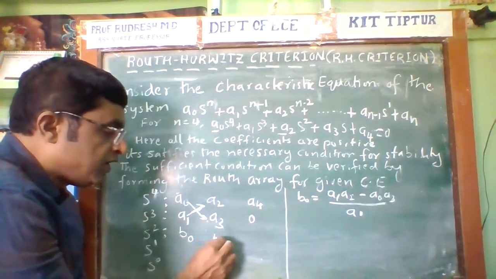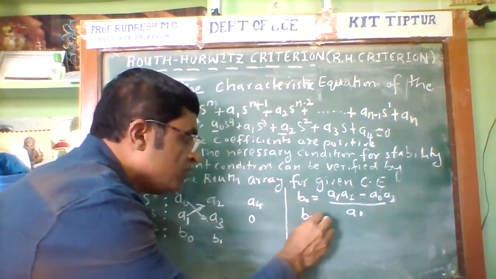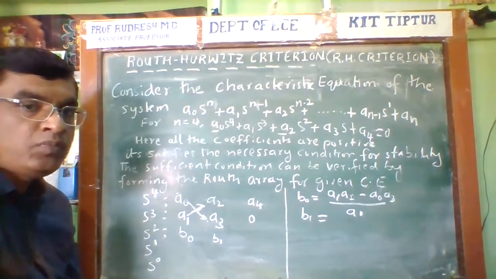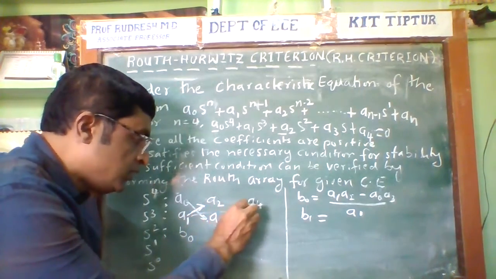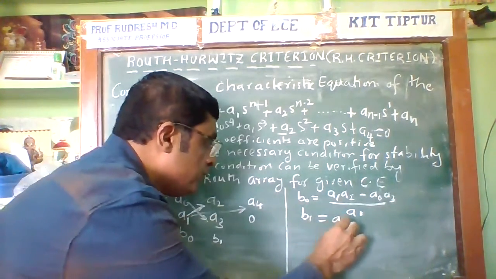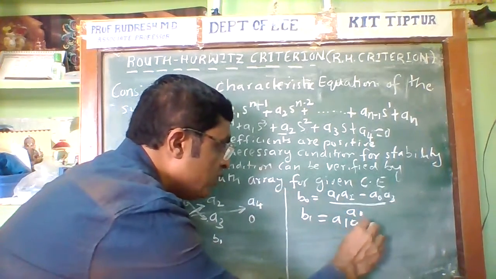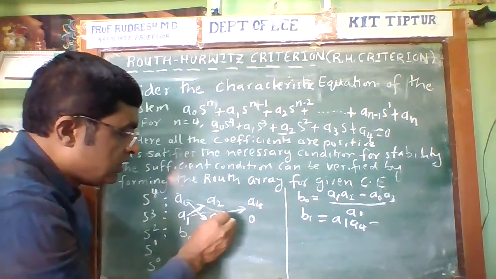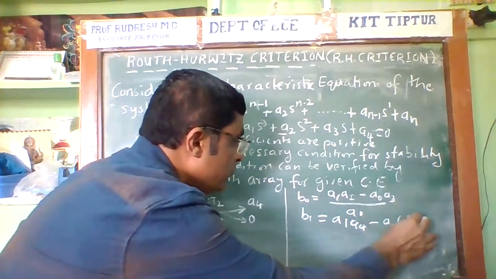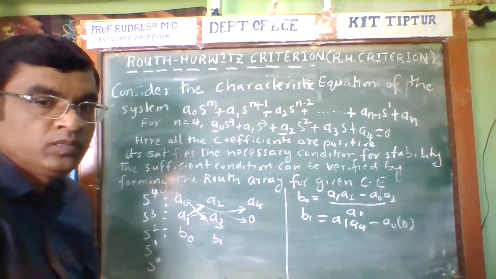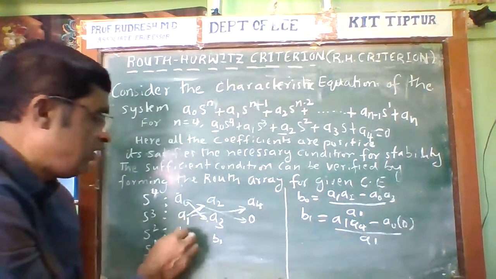Similarly, I want to find b1. What is the value of b1? b1 can be obtained by multiplying a1 with a4, minus a0 into 0, divided by a1 itself.